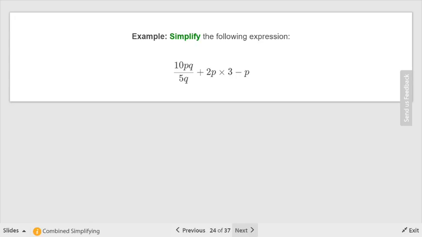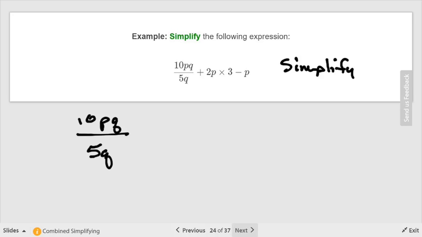So let's look at a couple. Here's one. We're told to simplify the following expression. Anytime you see that word simplify, it means do the math. In other words, apply the order of operations. So what does the word simplify mean? Apply the order of operations. Excellent. So apply the order of operations or do the math. So here we go. We have 10 PQ, and I can't work a problem without rewriting it. You don't have to rewrite it, guys, but I always rewrite it.